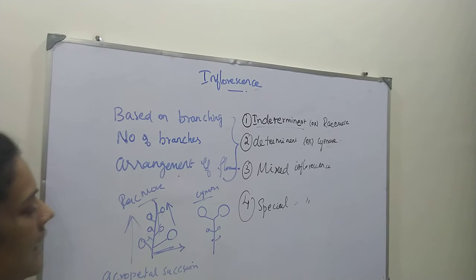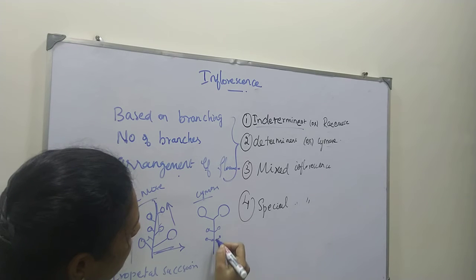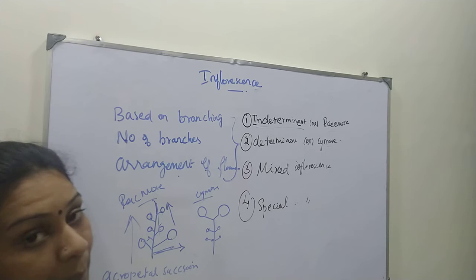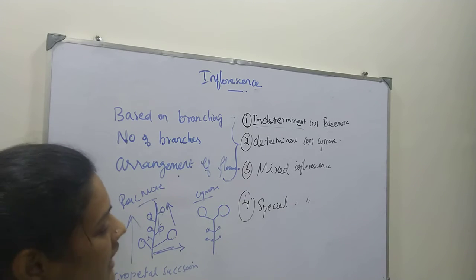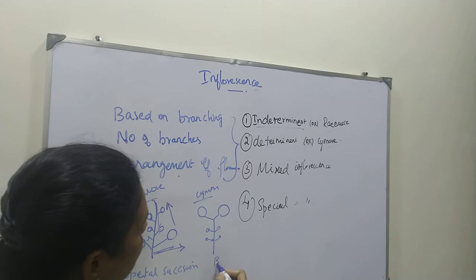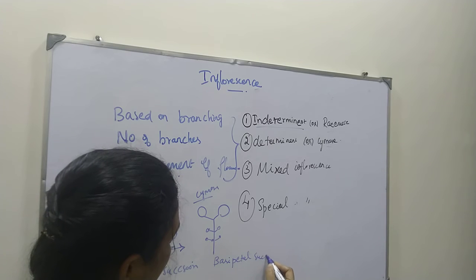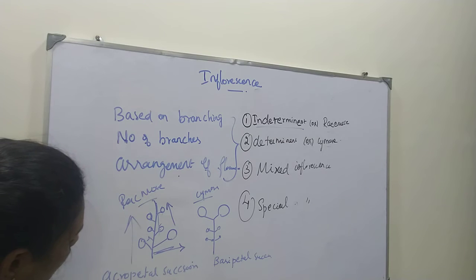If you take a Cymose, it has very small size flowers at the base. When you come to the tip, you will have big, old flowers at the apex, and the young flowers at the base. Old flowers at the tip and young at the base is called basipetal succession. So the meaning of acropetal succession is base to apex.